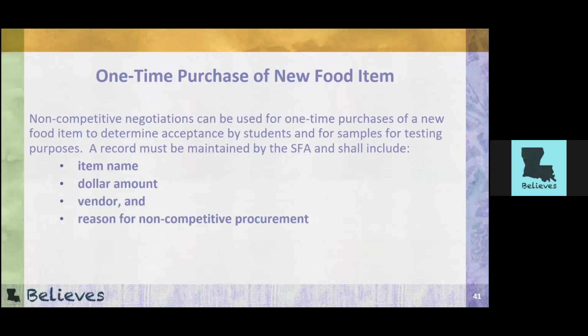You can do a non-competitive procurement for a one-time purchase of food items that are to be used as samples to determine acceptance by students. The SFA must maintain documentation of the item name, the dollar amount, the vendor used, and the reason for the non-competitive procurement.